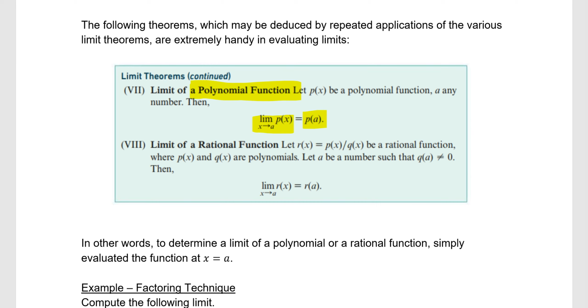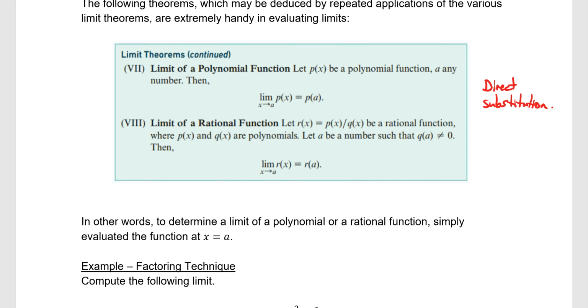And the same thing goes for if it's a rational function. Just plug your number into the function, as long as it doesn't make the denominator 0, then you can just plug it on in and evaluate your answer. This is called the direct substitution property also. And it's going to make it a lot easier. We don't have to write out each one of those individual steps that we just did before.